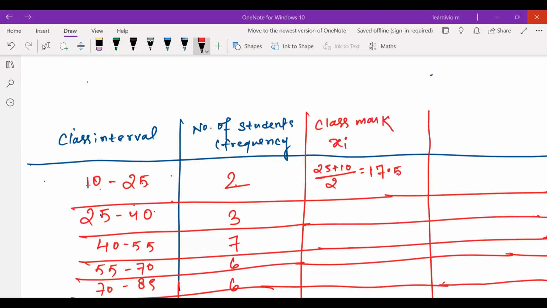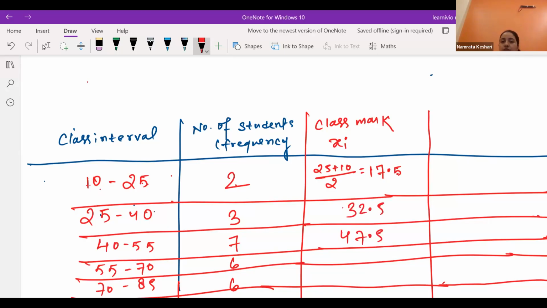Ma'am, 25 plus 40 by 2 is 37.5. Let me check. 25 plus 40 is 65 by 2. 2 times 3 is 6, 2 times 2 is 4... no, it is 32.5. Check it, we are dividing 65 by 2. 7 will not come, look carefully, it is 65. In the table of 2, 6 comes and we are left with 5. 2 times 2 is 4. Please check it.